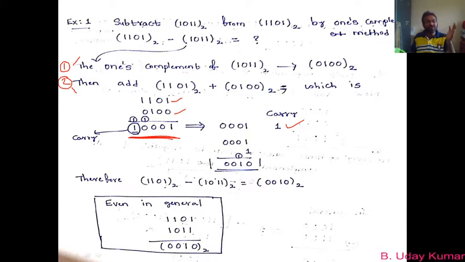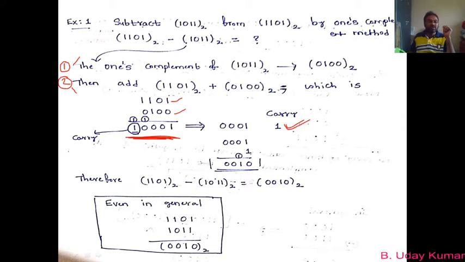If an additional digit is coming here, that means the answer will be positive. If not, the answer will be negative. Anyway, in this example the answer is positive. That means whatever answer we are getting, I can write this as 0001 with carry 1. So this is what you have to understand.